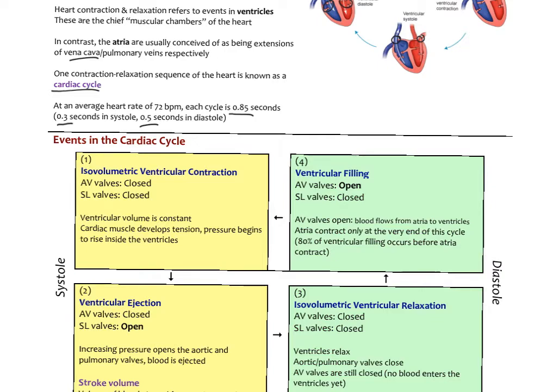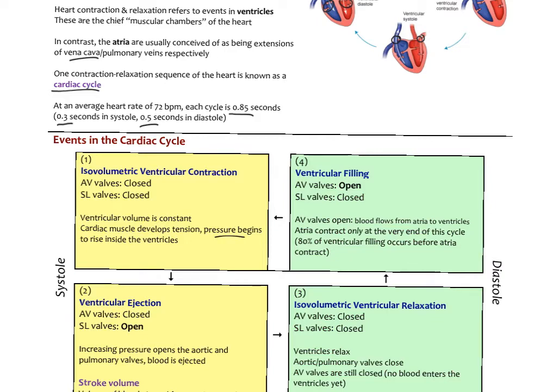So the very first part of the cardiac cycle is when the ventricles start to contract, but the valves are all still closed, and that's going to build pressure in the ventricular chambers, and that's called isovolumic. In other words, the volume doesn't change, but we're starting to squeeze the ventricles, ventricular contraction. So the volume is constant, and we start developing tension across the cardiac muscle in the ventricles, and the pressure begins to rise in the ventricular chambers.